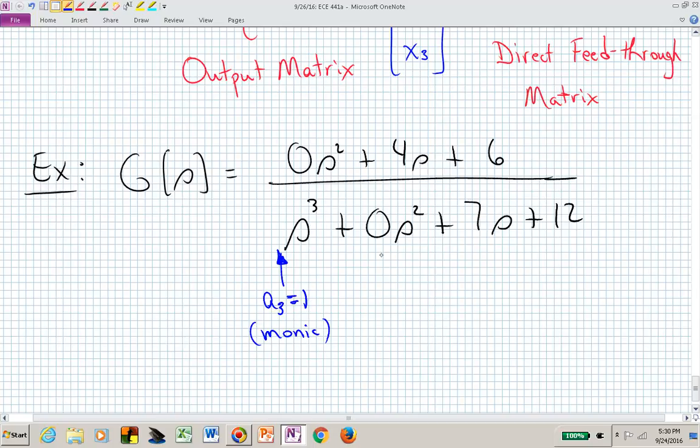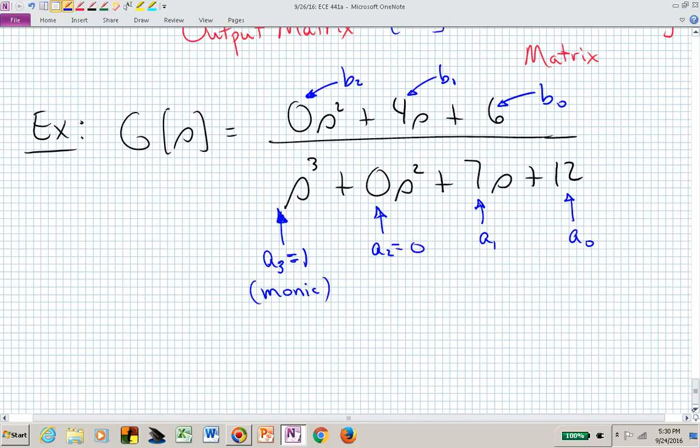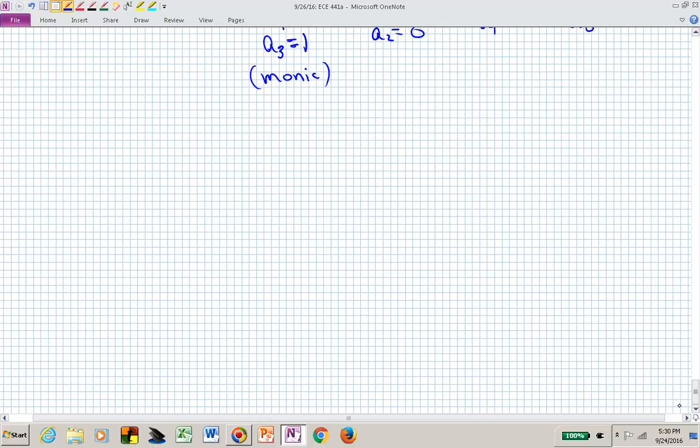We can then see that a sub 2 is 0, our a sub 1 is 7, and our a sub 0 is 12. Our b sub 2 is not going to be there, it's 0. Our b1 is 4, and our b sub 0 is 6. And with those particular labelings for the A's and the B's, we can now immediately jump to our state space representation.